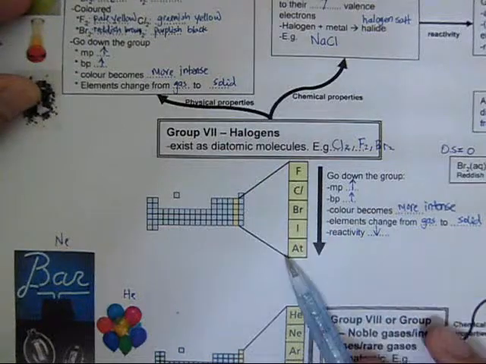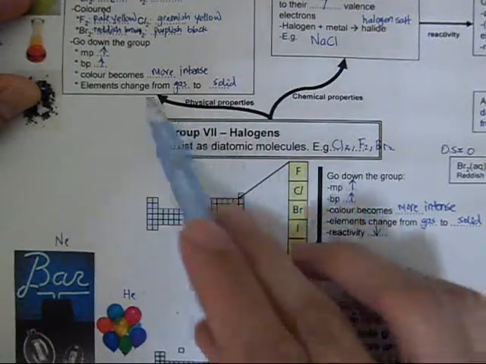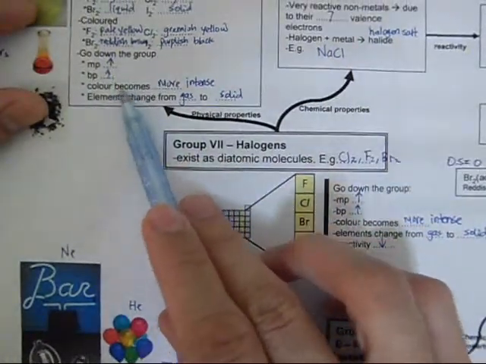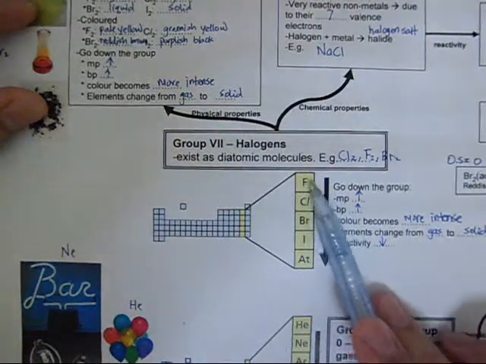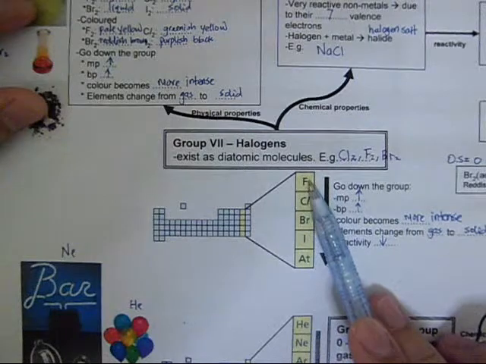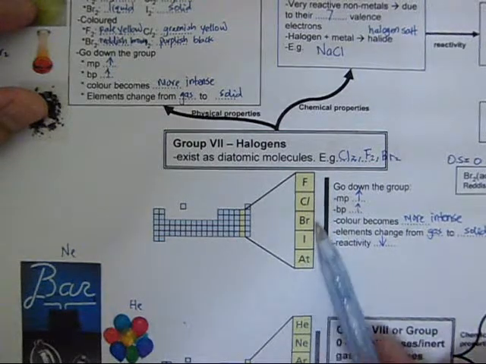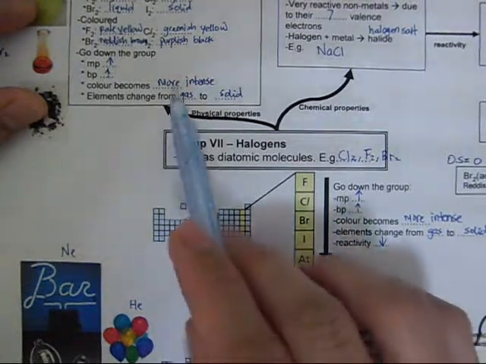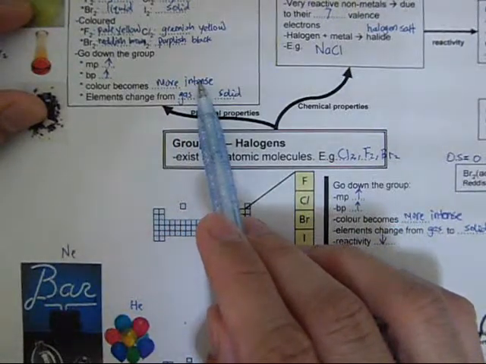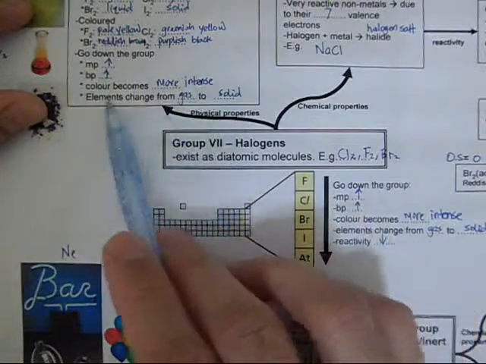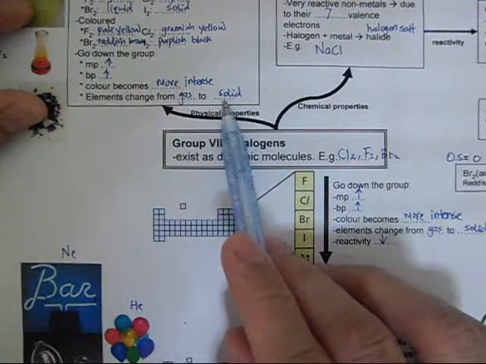Okay, so as you go down the group, melting point increases, boiling point increases, and the color becomes more intense, because if you compare the color, fluorine is pale yellow, right? And astatine is black. So as you go down, the color actually becomes darker or more intense. Intense and dark mean the same thing. And elements change from gas to liquid. This one I mentioned just now.